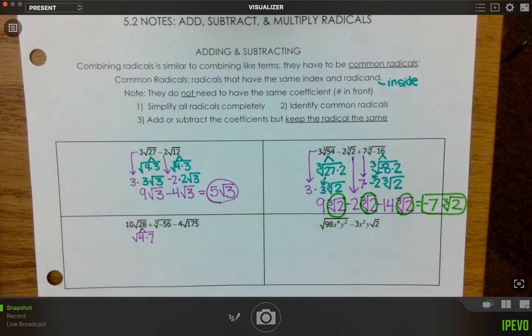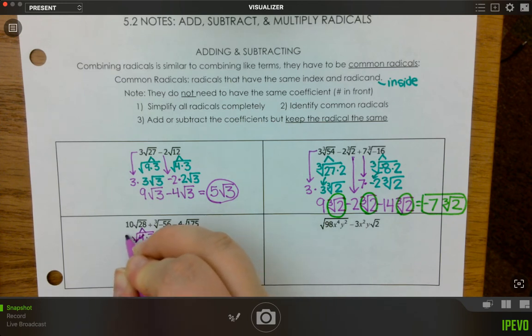Because the square root of 4 is 2. And I'm going to go ahead and cross this out and write my 2 outside like this. And I had that 10 in front. So that makes this 20 square roots of 7.